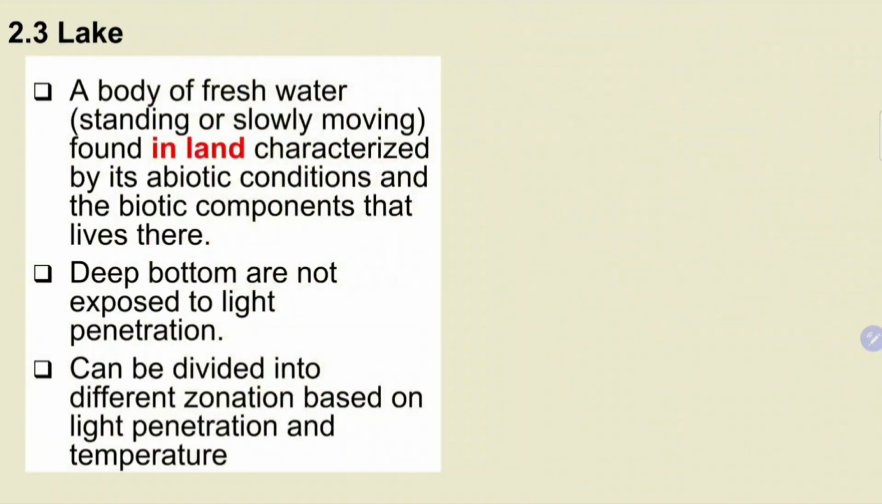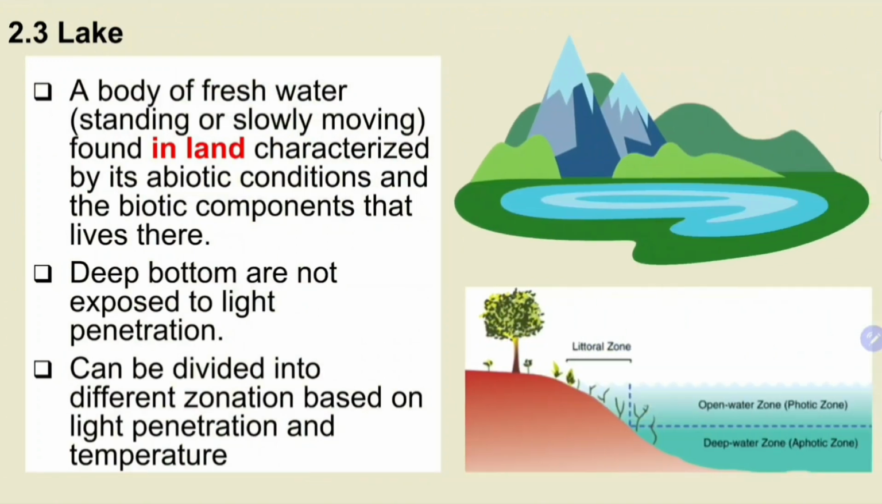The second ecosystem is lake ecosystem. So what is lake? Lake is a body of fresh water, mesti fresh water, tak boleh salt water. So the water can either be standing or slowly moving. Standing tu maksudnya air tu tak bergerak langsung, ataupun dia bergerak dengan very slowly.